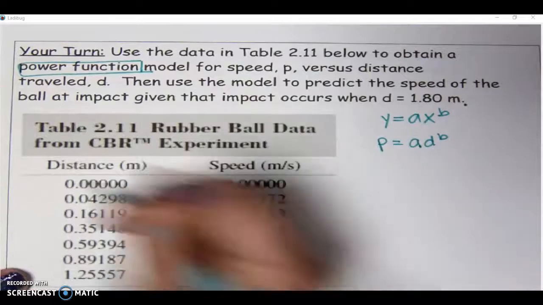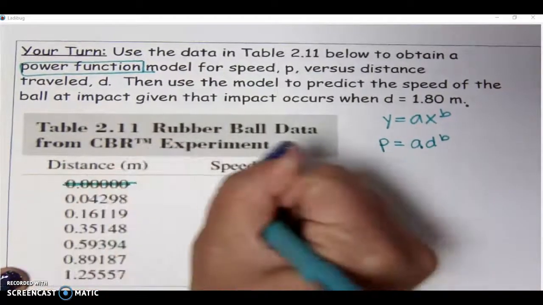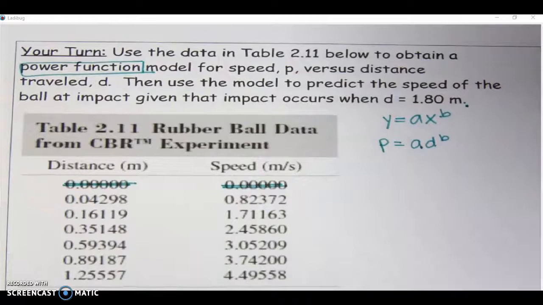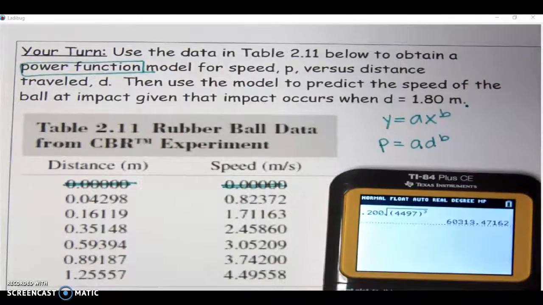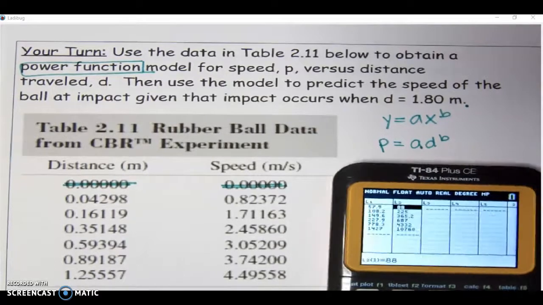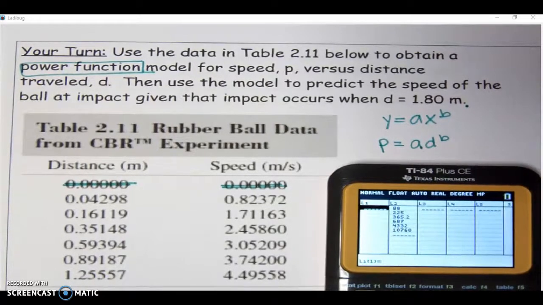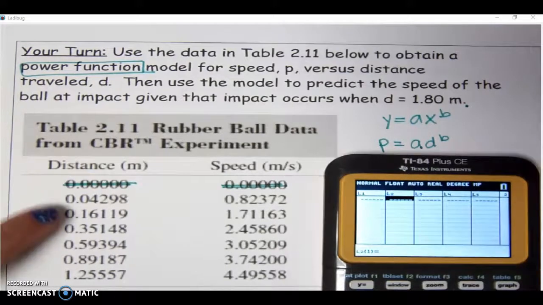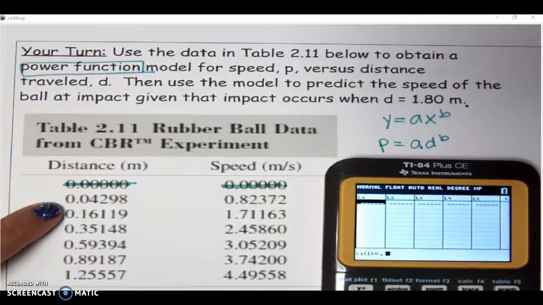So the only thing that's weird about this one, because this has these zeros here, you're not going to include those. Okay, if you include those, it's going to give you an error. But you are going to put these in your stats. You're going to go to Stat, Edit, type these in your list. Okay, but remember you're not going to include those zeros.